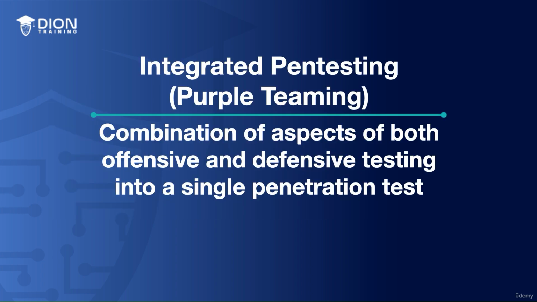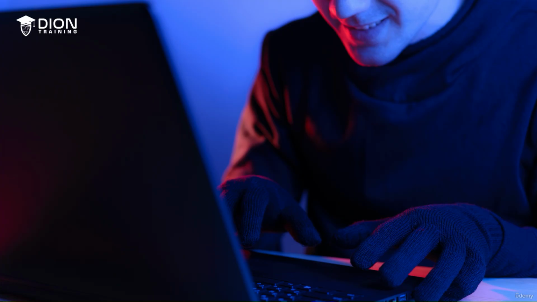The final type of penetration testing we need to cover is known as integrated penetration testing. Integrated penetration testing combines elements of both offensive and defensive testing into a single penetration test or engagement. This integrated approach, better known as purple teaming, involves using a red team who conducts the offensive and a blue team that conducts the defensive, working together to improve the organization's overall security. With integrated penetration testing, the red team might launch a simulated attack on the organization's system while the blue team tries to detect and respond to that attack.